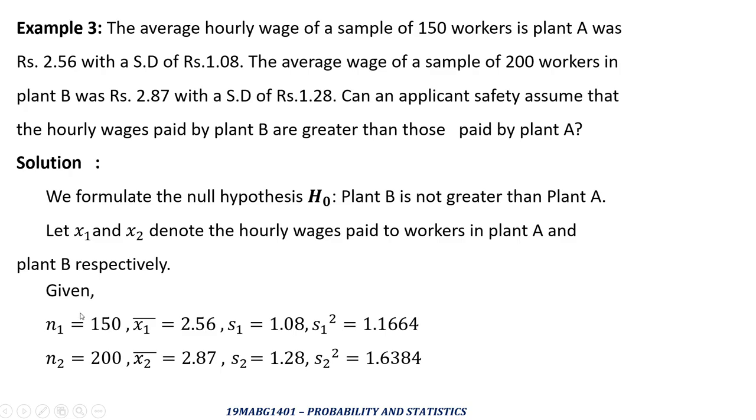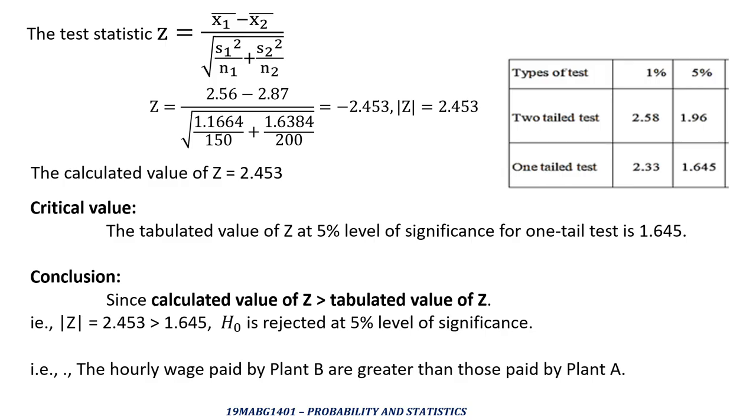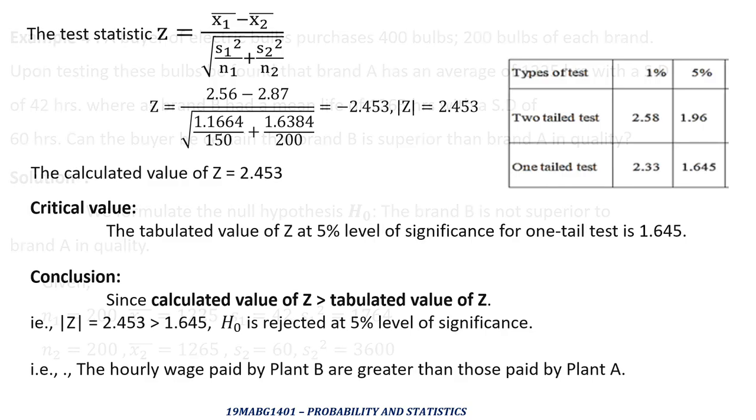So the n1 size, sample mean and standard deviation are given. We just substitute these known values in our test statistic formula. Finally, we get the calculated value 2.453. Here the less than symbol arises, so it is a one-tailed test at a 5% level of significance. The tabulated value is 1.645. Our calculated value is greater than the tabulated value, so we will reject our H0. That means we will accept our H1. What is our H1? The hourly wages paid by plant B are greater than those paid by plant A.